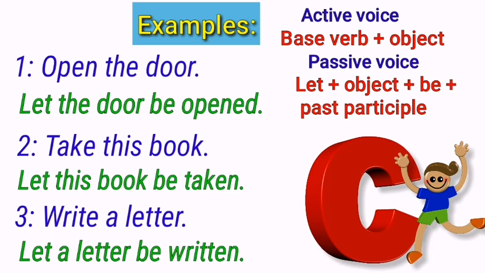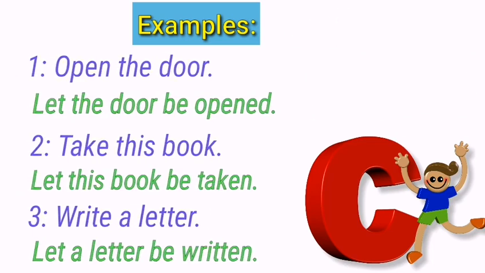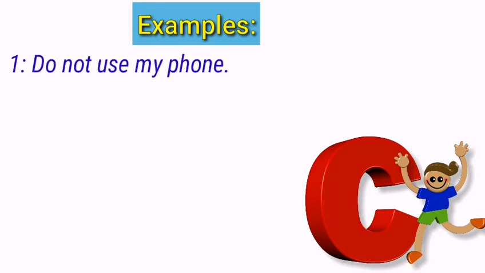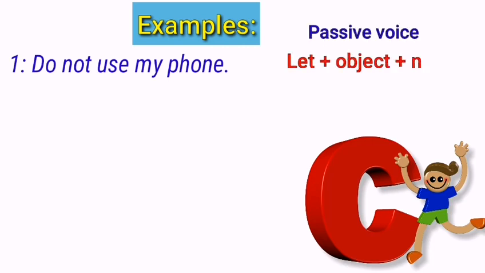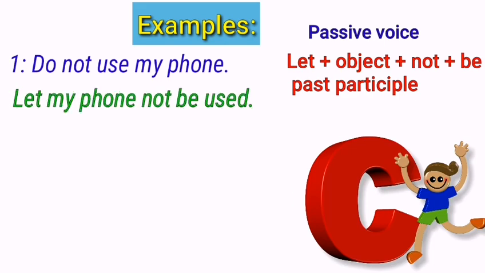But you should also remember that imperative sentences can also be written in negative structures. So, how will you change this sentence? Do not use my phone. You can see, it is also an imperative sentence but it is a negative one. You can also change this one into passive voice by this formula: let, plus, object, plus, not, plus, be, plus, past participle. As you have understood this formula, now just apply it to this negative sentence. Let my phone not be used.